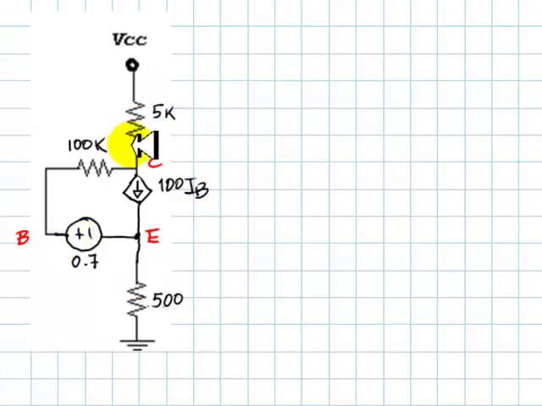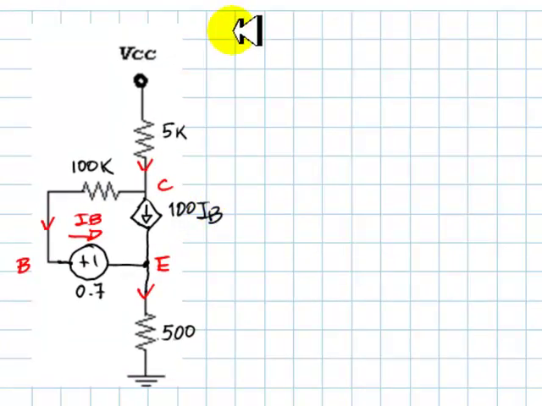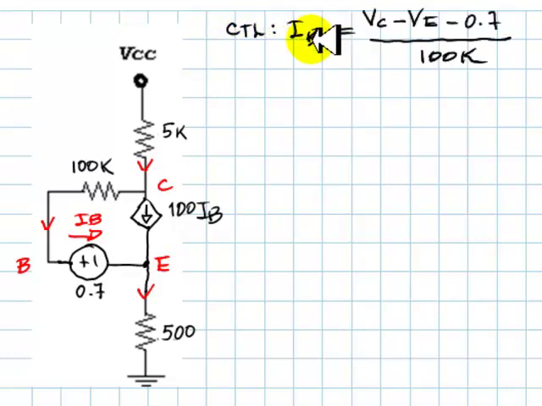Branch currents, this one, and this one will be controlling current IB. This is IB. This is IB. There is a controlling equation for this variable IB, and I'm going to write it CTL IB. Who is IB? IB is the current in an RV branch. Voltage of the origin VC minus voltage of the destination VE minus 0.7 divided by 100K.